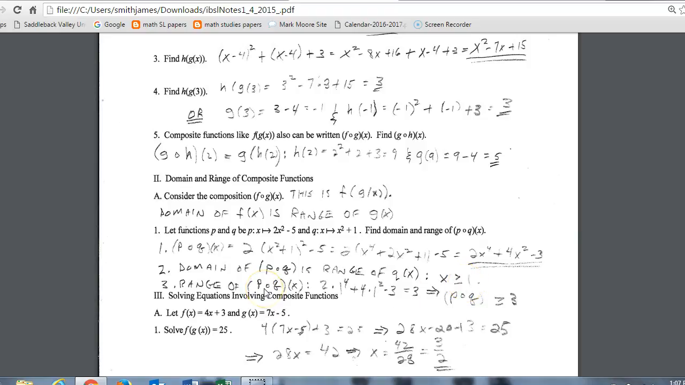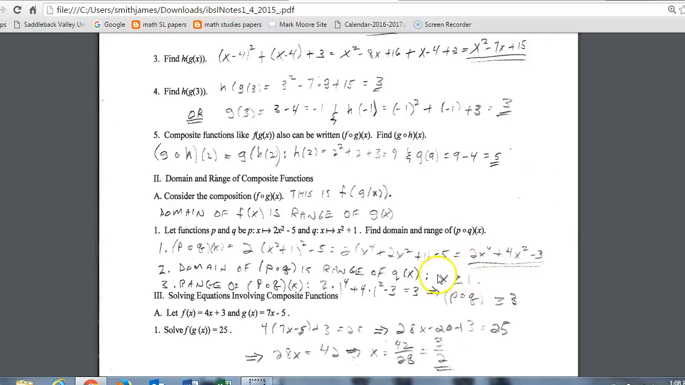The range has to do with the very ending result that we get here. So if my domain is limited to x's that are greater than or equal to 1, how can we use that to get the range of the composite function? So if I can only sub in values that are 1 or more, what kind of answers am I going to get? Here's the composite function right here.